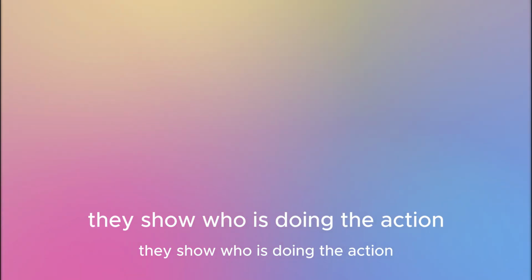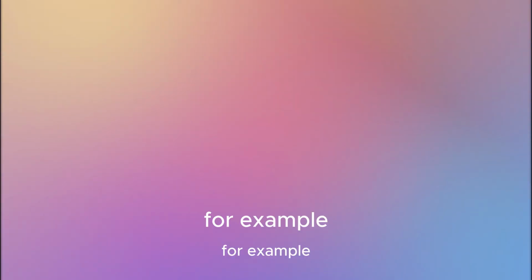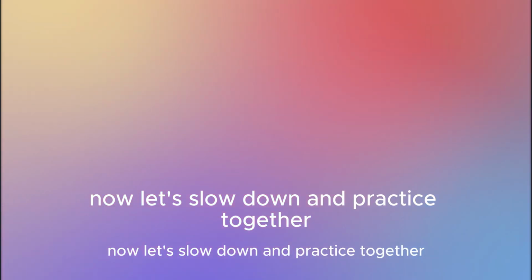Notice the endings. They show who is doing the action. Because of this, the subject can sometimes be dropped. For example, geliyorum, which in English means I am coming. Even without ben, you still understand the meaning. Now let's slow down and practice together.